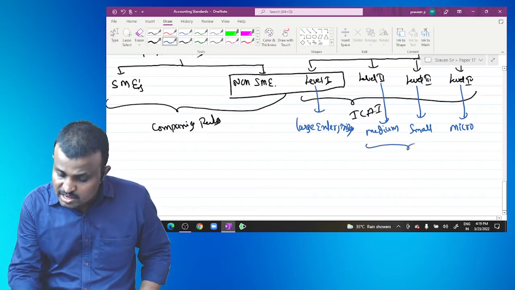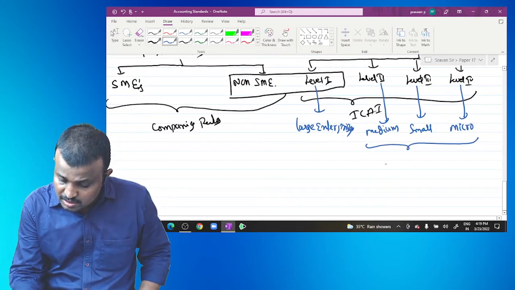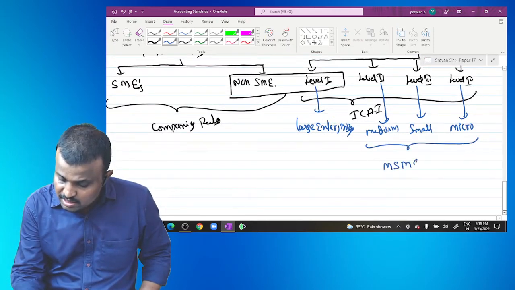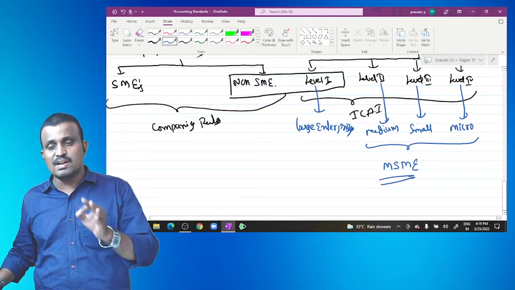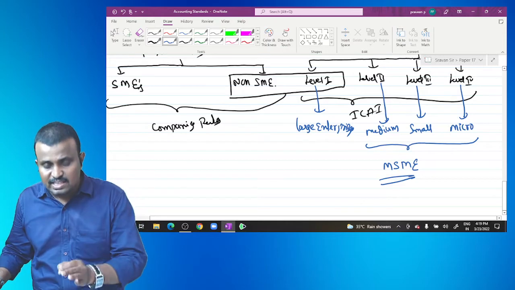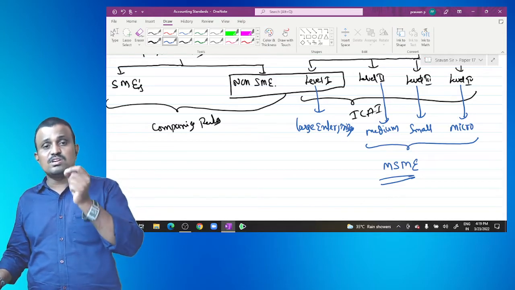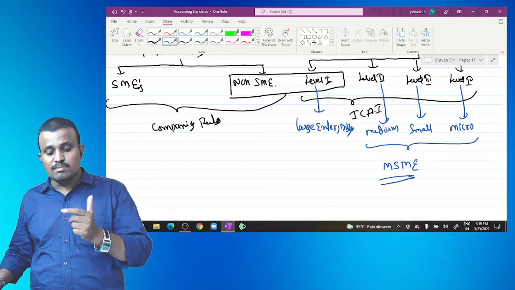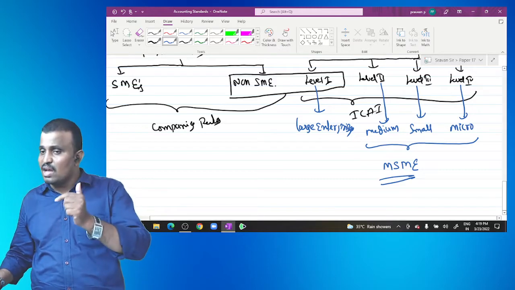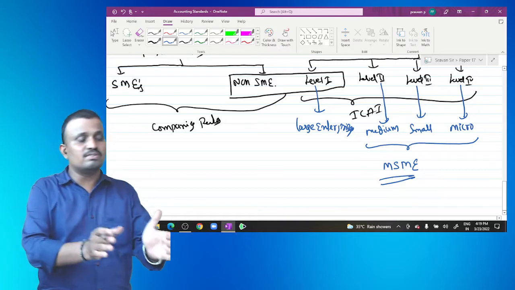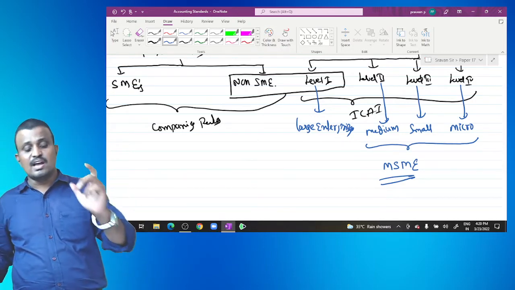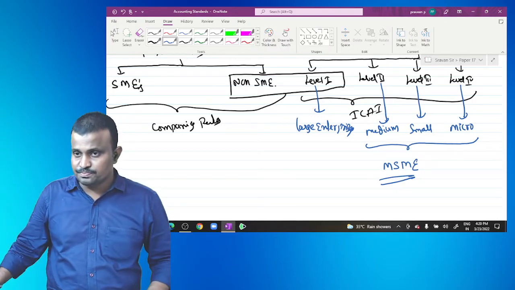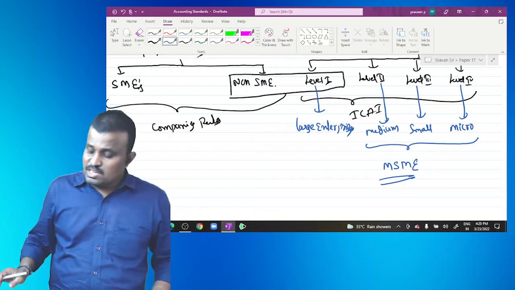So these three at present are covered under MSME, micro, small, and medium enterprises. For these enterprises, accounting standards are applied from level 2, level 3, and level 4. So these are covered under SME, small and medium enterprises, as per the company rules.